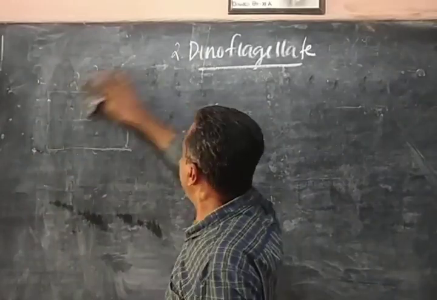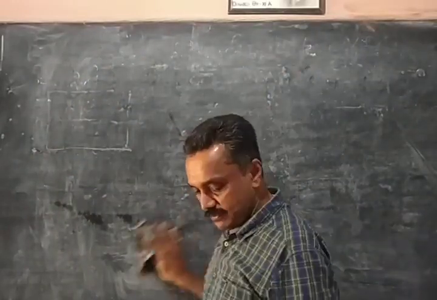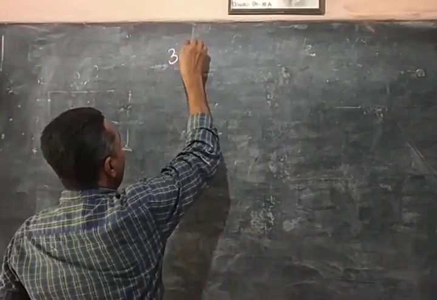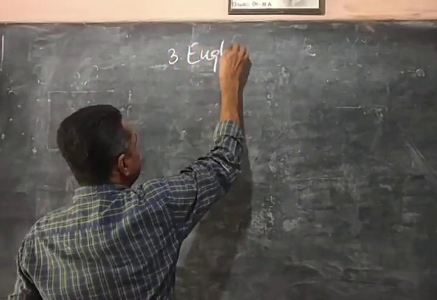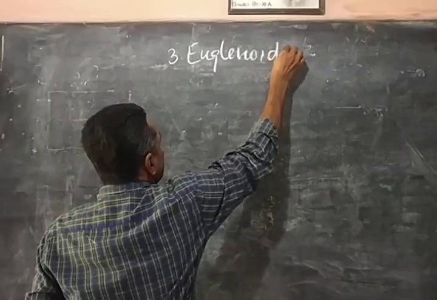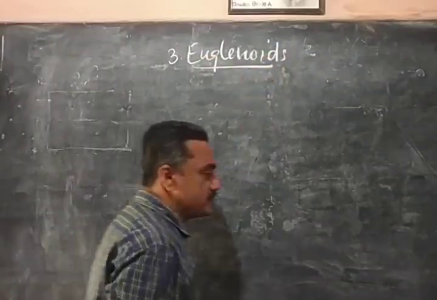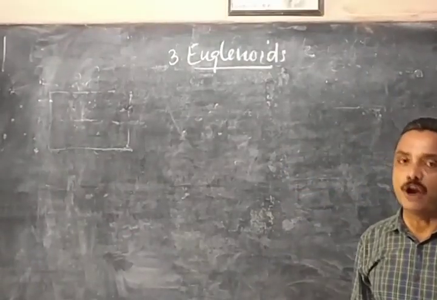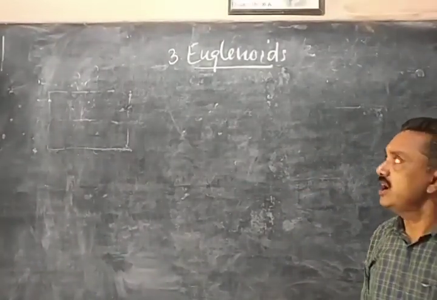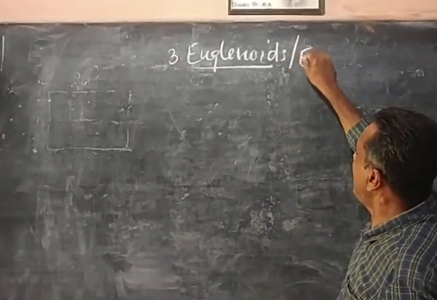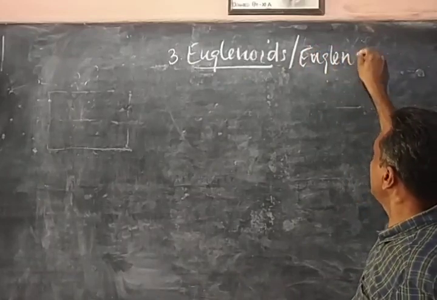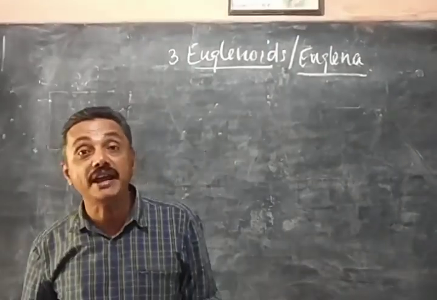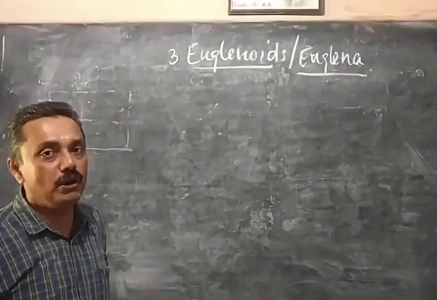Then we come to the next group of organisms called euglenoids. The third group of organisms is called euglenoids. Euglenoids means the typical example is Euglena. I think you studied the characters of Euglena in your school syllabus. Euglena-like organisms are called euglenoids.